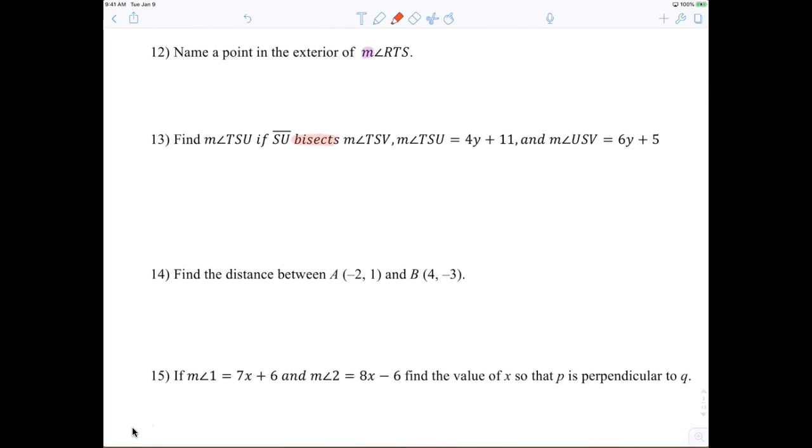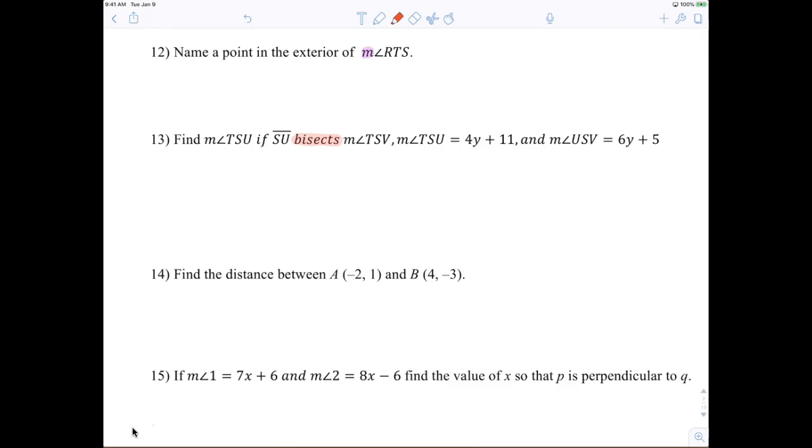Okay, underline bisect. You should know what that is. Bisect just means what? Tell me what it means. Bisect means a line crosses through another line. Crosses through what?